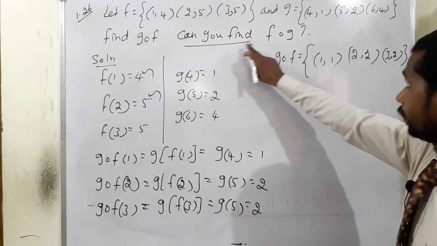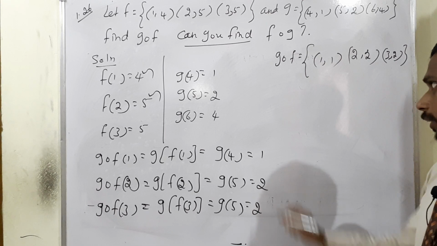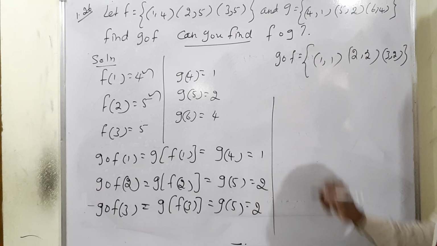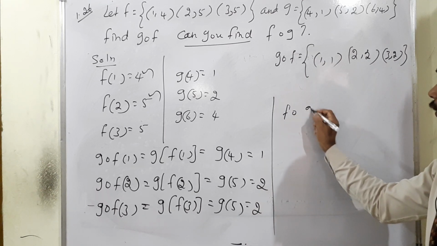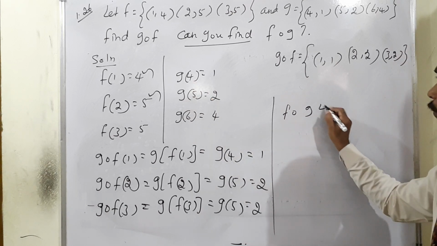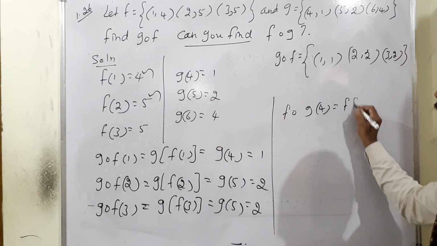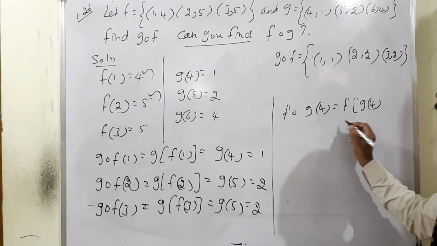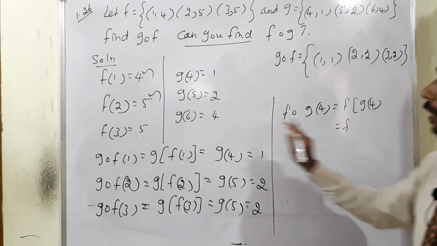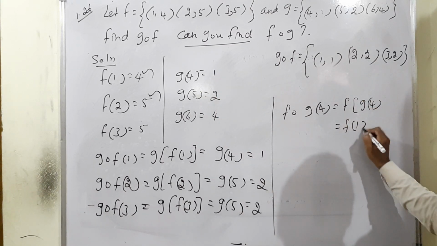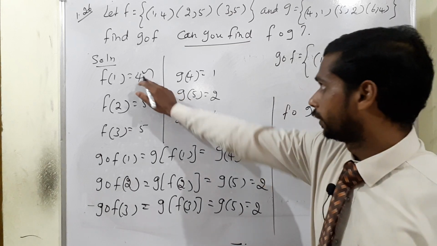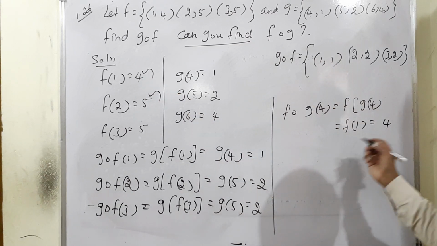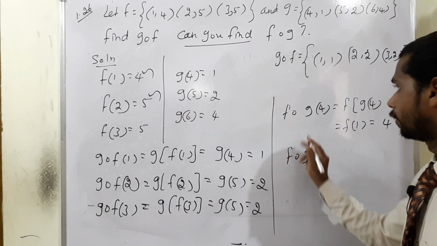Next condition, can you find f dot g? Okay, I have to check it. First one, f dot g, first condition 4. We can write it as f of g of 4. Again, f of g of 4 is equal to f of 1, and f of 1 is equal to 4. Okay, next pair, f dot g of 5.